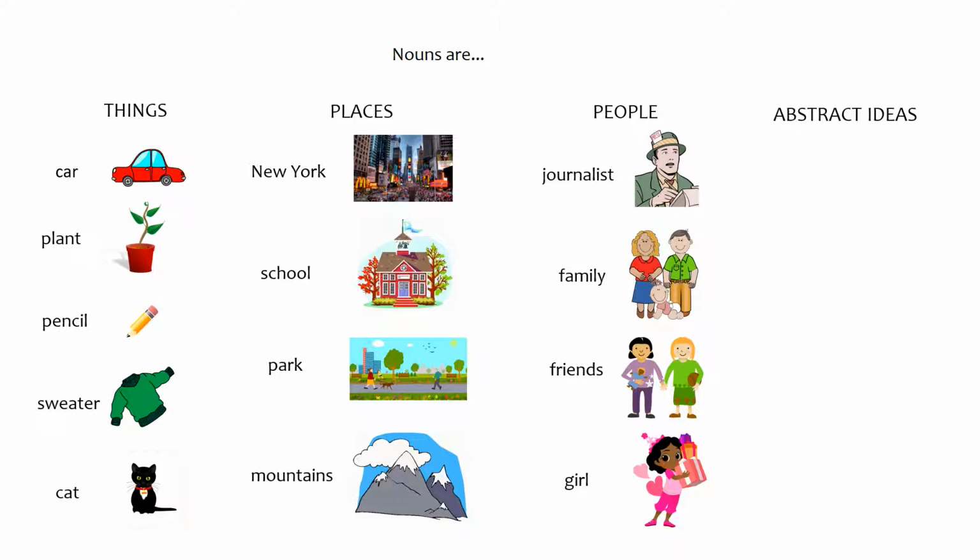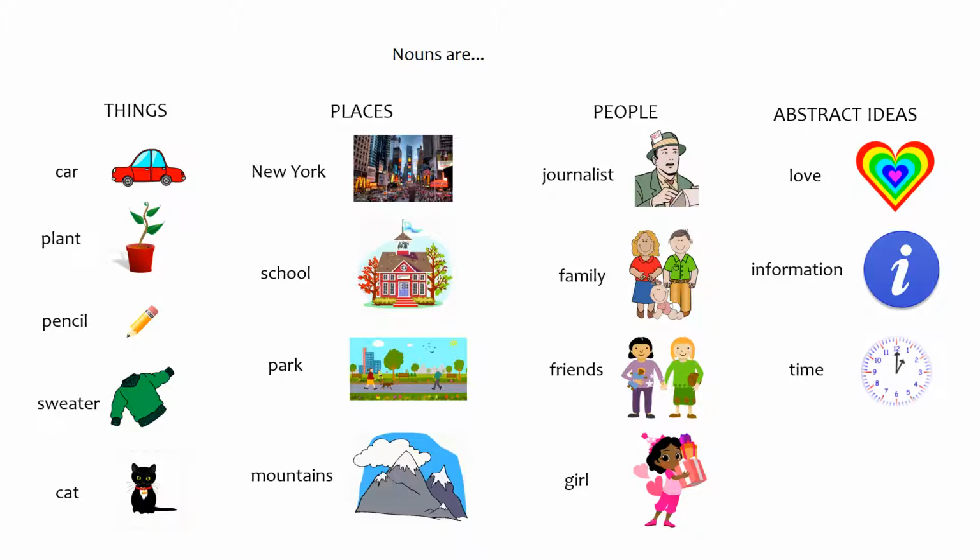And finally, we also use nouns to describe abstract ideas. These are things that you cannot touch. For example, love, information, time, idea.